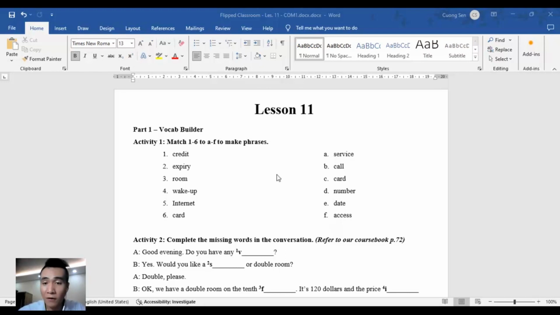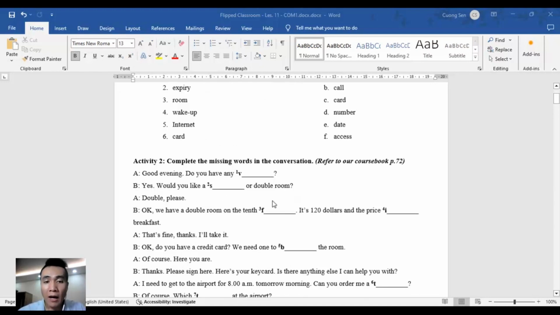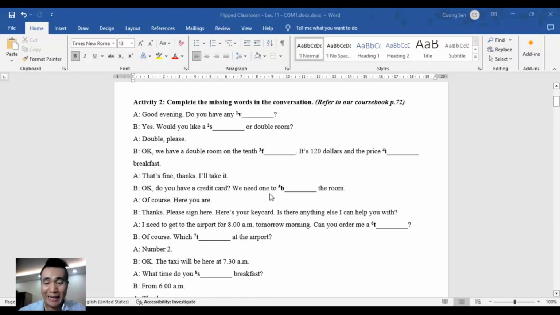For example, I'm doing the first one with you. Credit, usually we go with service, call, car, number, day, or access. So number 1 usually matches with the C, right? Credit card. The same thing, can you do number 2 and number 6 for me? That's easy. And when you're done with activity number 1, please go straight to activity number 2, which I think is a bit more challenging than part 1.